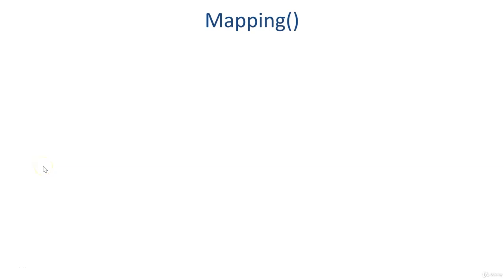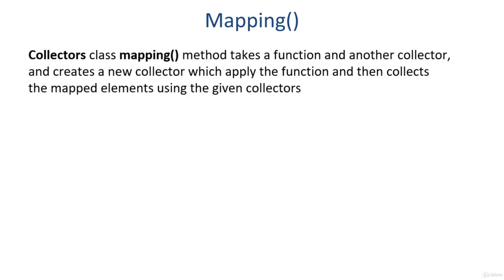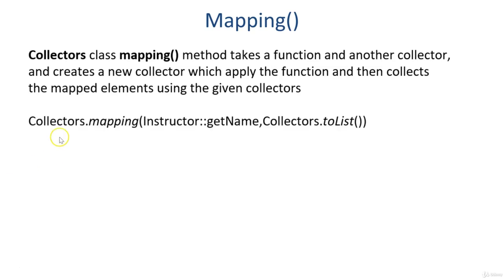In this video, we will discuss the Collectors.mapping operator. The Collectors class's mapping method takes a function and another collector and creates a new collector which applies the function and then collects the mapped elements using the given collector. An example is Collectors.mapping(Instructor::getName, Collectors.toList()).